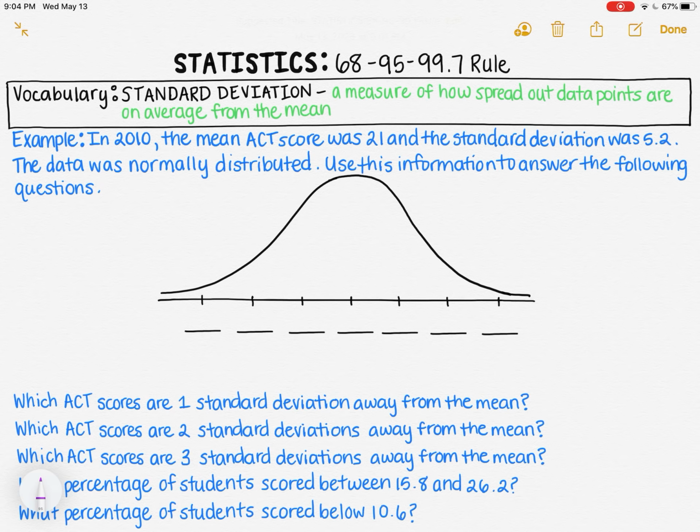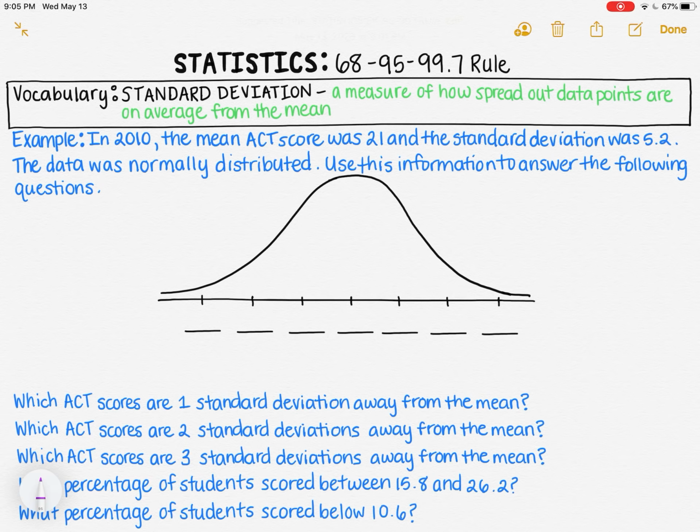In this video, I'm going to talk more about standard deviation, and we're going to learn a new rule that will help us to find out more information about data that is normally distributed. In this example, we're talking about the ACT scores from 2010. The mean score was 21 and the standard deviation was 5.2. We also know that the data was normally distributed. We're going to use this information to answer some questions.